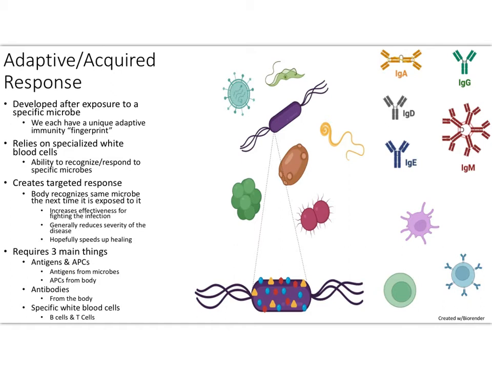The antigens come from microbes. So every microbe has some type of protein or carbohydrate or lipid or some other type of macromolecule on its surface that we recognize as foreign and respond to. Those are the antigens. We also need antibodies, which are proteins that are created by our own body, and then specific white blood cells, especially B cells and T cells. And over the next several slides, we are going to talk about these three main things, what they all are, how they function, and then how all of them come together to create what we call the adaptive immune response.